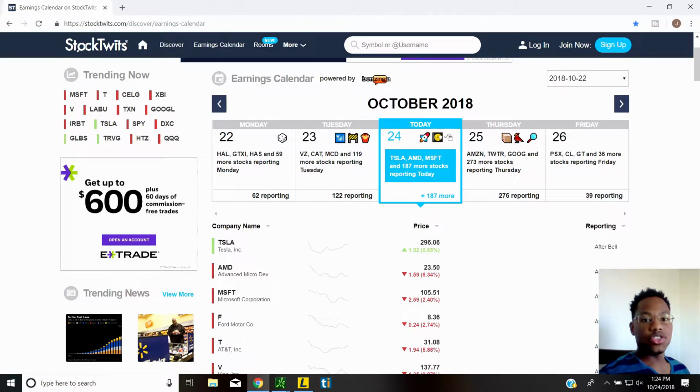One of the reasons why I like to trade AMD is because this stock is appropriately priced. As you can see, Tesla is trading for $296.06. So in order to purchase 1 share of Tesla, it would cost you $296.06. However, for AMD, which trades much lower, it would only cost you $23.50. Now going back to the trade, I only took one trade today.